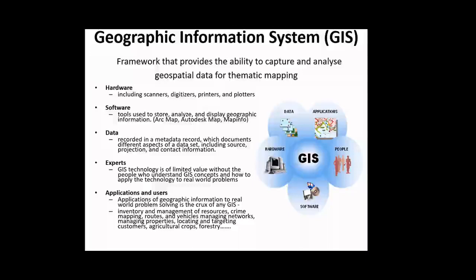And this GIS, the application ranges from inventory and management of various resources, then crime mapping, the routes and vehicles, then managing the network, then managing the properties, then locating and targeting the customers, then agricultural crop inventory, then the forestry and water. So these are the basic areas in which GIS could be applied.